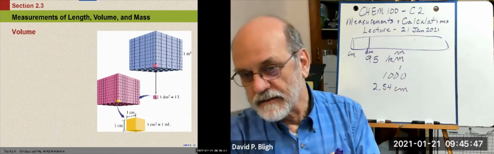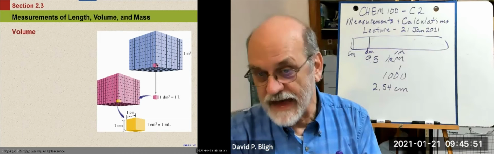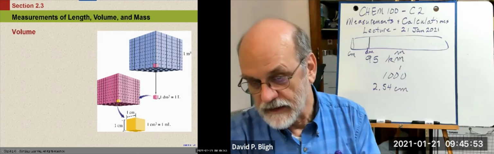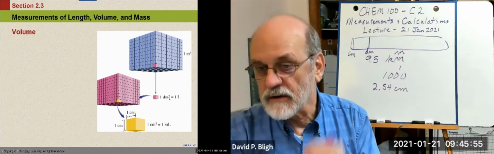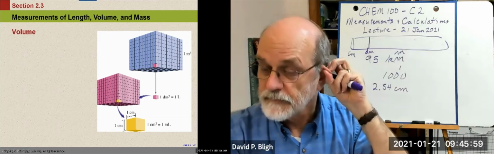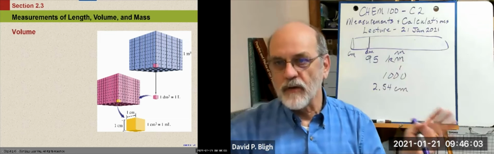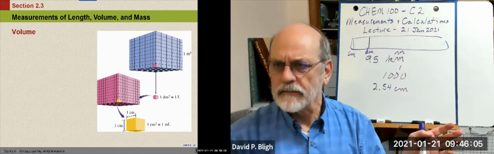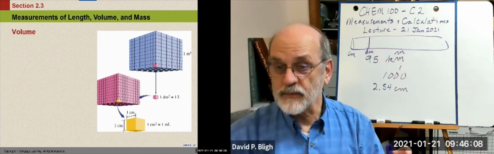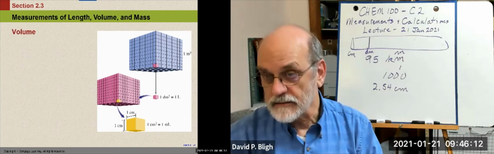But if we take a cubic decimeter out of that right here, like that, that cubic decimeter is given a special name. It's called a liter. That's what the big L stands for. And everywhere else in the world, I think, uses volume expressions in terms of, this is the metric system, liters.